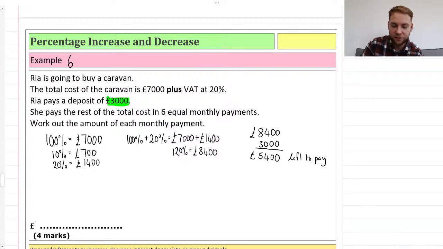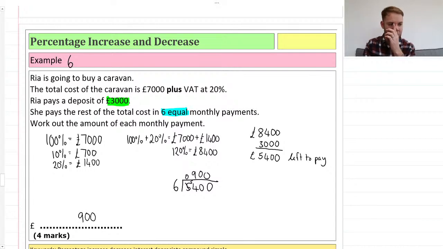So then if she pays it in 6 equal payments, then the last little part is I've got to do this divided by 6. How many times does 6 go into 5,400? Well, how many times does 6 go into 5? It doesn't. Carry the 5. How many times does 6 go into 54? It goes in 9, with 9 and 9. So she pays £900 each month. Spot on.